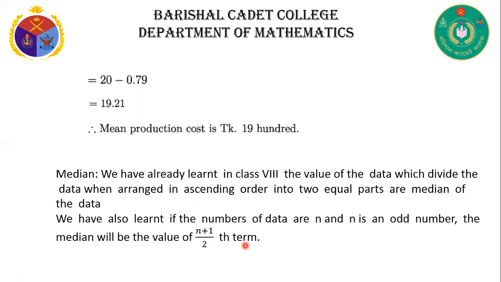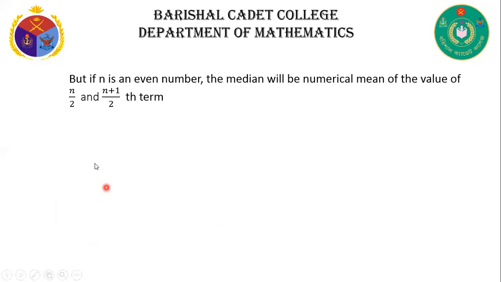Again, I repeat, in class 8, we learned that the value of the data which divides the data, when arranged in ascending order, into two equal parts is the median of the data. We have also learned that if the number of data is n and n is an odd number, then the median will be the value of the (n plus 1) by 2 term. But if n is an even number, then the median will be the numerical mean of the n by 2 and n by 2 plus 1 terms.